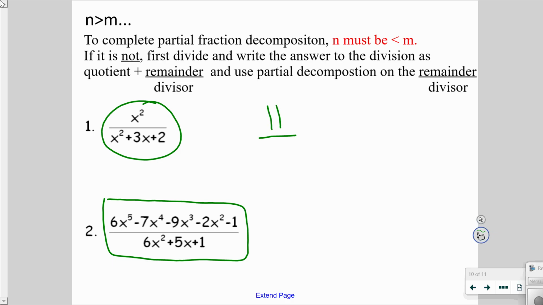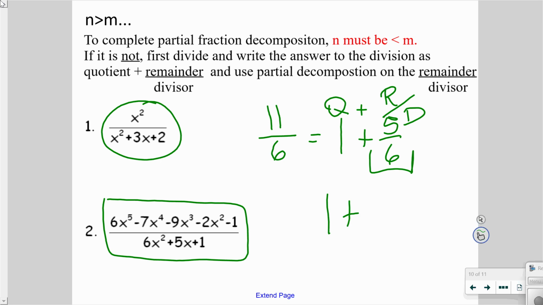11 divided by 6, right? That is going to be 1 plus 5 sixths. Quotient plus remainder over divisor. So that's no partial fraction stuff. So then I'm going to take this 5 sixths and I'm going to say, okay, what denominator of 2, what denominator of 3, numerators of 2 and 3 were used to get 11 sixths? That's what we're doing on these problems, okay?